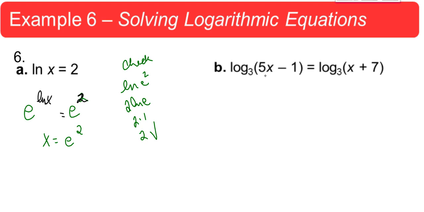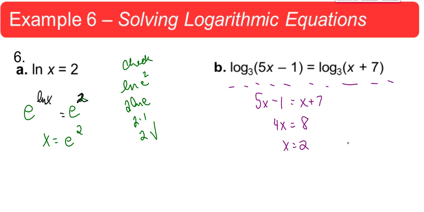Then in this one, log base 3 of (5x minus 1) equals log base 3 of (x plus 7). So that means that 5x minus 1 equals x plus 7. We'll subtract x on both sides and add 1, so that'll be 4x equals 8, divide by 4, and x equals 2. And then we'll do our check again.